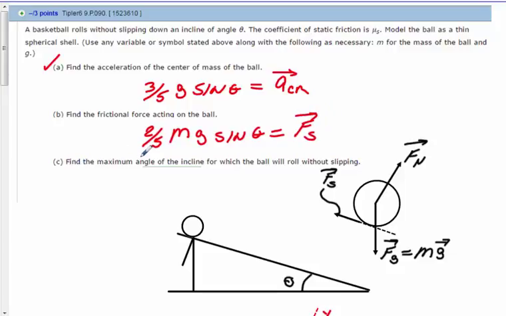All right, C says find the maximum angle of the incline for which the ball will roll without slipping. So what you want to do in these type of situations when you have a ball that's rolling without slipping is that the acceleration of the center of mass must equal the angular acceleration times r. If that's not the case, then the basketball is going to slide. So I will take the static friction I solved here, and I will set it equal to the largest static friction I could have, which is going to be the normal force times mu.